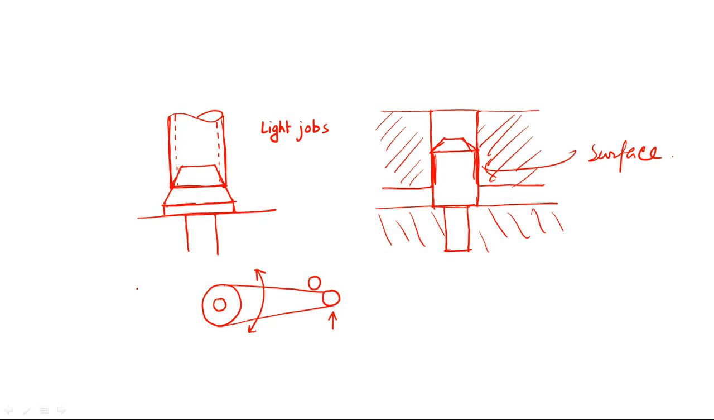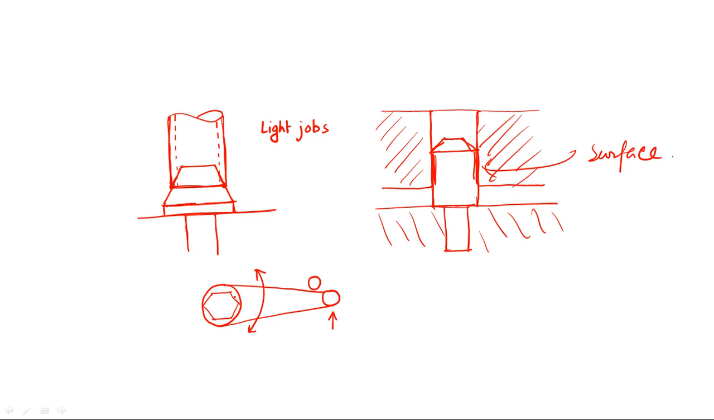Or instead of the circular pins we can use another shaped pin, that is called a diamond pin. So instead of a circular shaped pin we can use a diamond pin also to hold the job. Okay, so these are the locating pins.